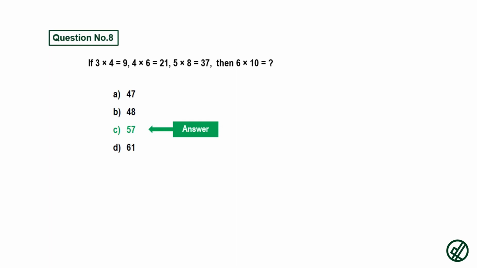Question number 8. If 3 times 4 equals 9, 4 times 6 equals 21, 5 times 8 equals 37, then 6 times 10 equals. Option A, 47. Option B, 48. Option C, 57. Option D, 61. Answer is option C, 57. Explanation.